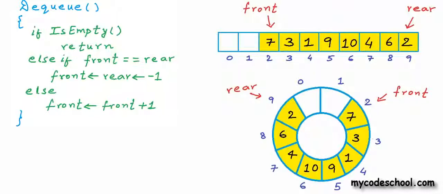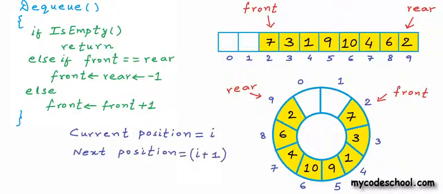Remember, this is only a logical way of looking at the array. In circular interpretation of array, if I'm pointing to a position and my current position is I, then the next position or next index will not simply be I plus 1. It will be I plus 1 modulo the number of elements in array or the size of array. Let's say n is the number of elements in array. Then the next position will be I plus 1 modulo n.